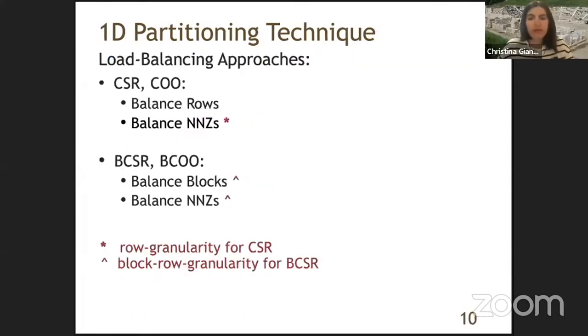In the 1D partitioning technique, we provide various load balancing schemes among multiple PIM cores for the four most widely used compressed matrix storage formats. For CSR and COO formats, we load balance either the number of rows or the number of non-zero elements across PIM cores. For BCSR and BCOO formats, we load balance either the number of blocks or the number of non-zero elements across PIM cores. However, the load balancing depends on the characteristics of each compressed matrix format.